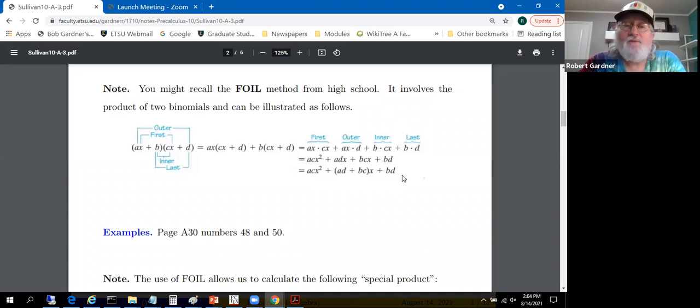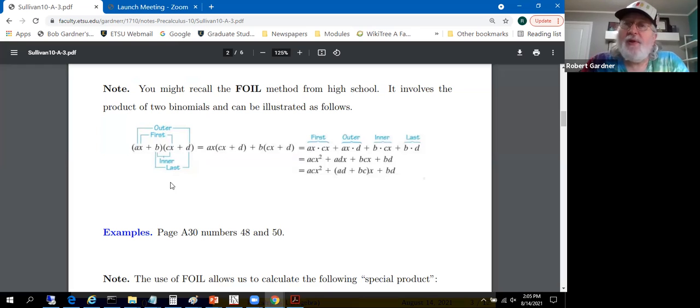Now, the reason this is called FOIL is, to back up to this previous line, we've got a first and a last in each of these two expressions. AX is first in this expression, CX is first in that expression. D is last and B is last. And they've labeled these also inner and outer. So they're treating A times X and D as outer. They're the outermost in the little list. And the inner pair is the B and the CX. So that's the terminology being used.